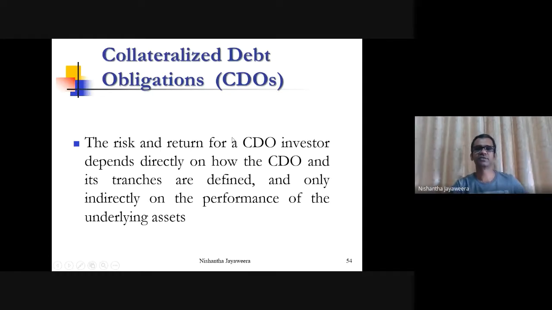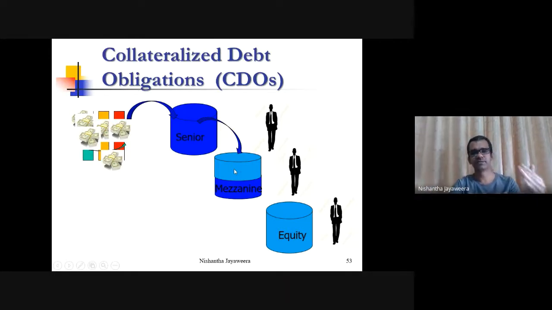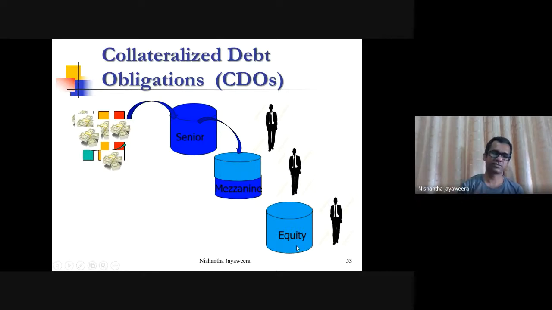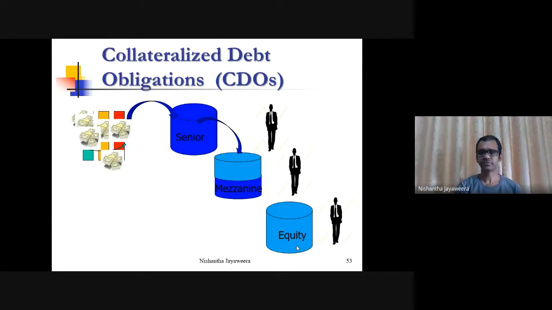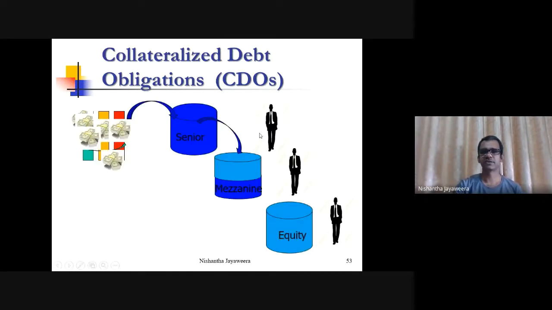So the risk and return for the CDO investor depends directly on how the CDO and its tranches are defined. That's why I mentioned how these tranches are defined. What is the most senior? What is the mezzanine? If there is more than one mezzanine tranche, what is the priority? Which one gets priority over the other? That seniority matters. And finally, the equity tranche is generally a small portion compared to the whole size of the CDO. So it mostly depends on how they have structured this.